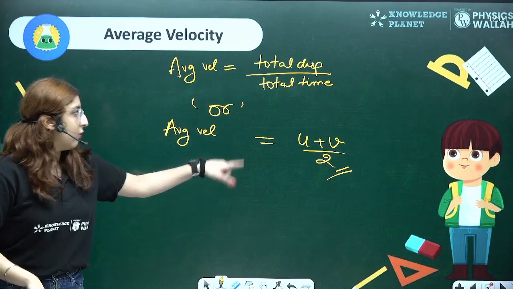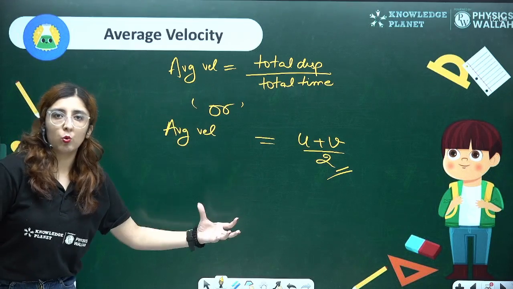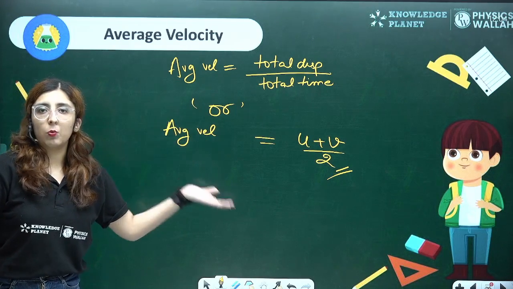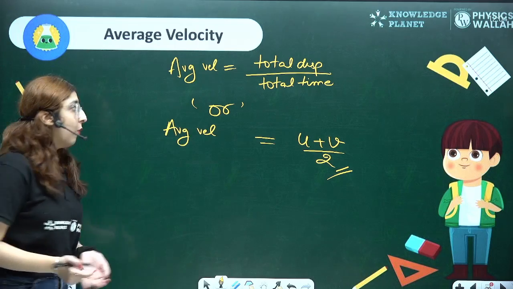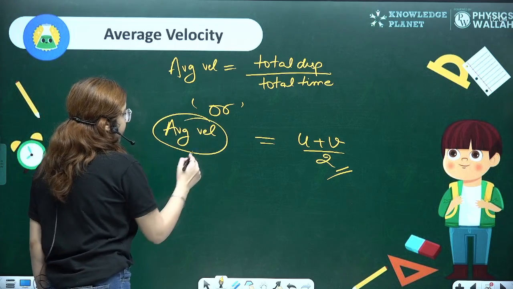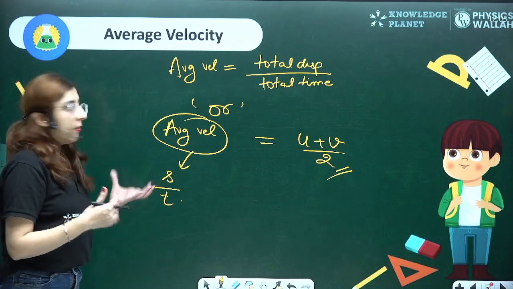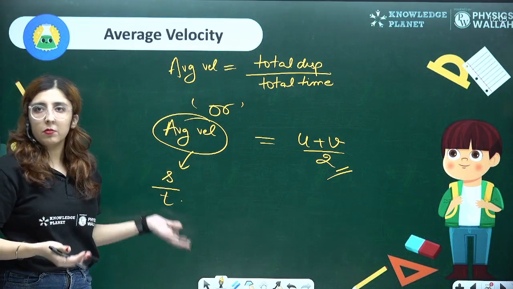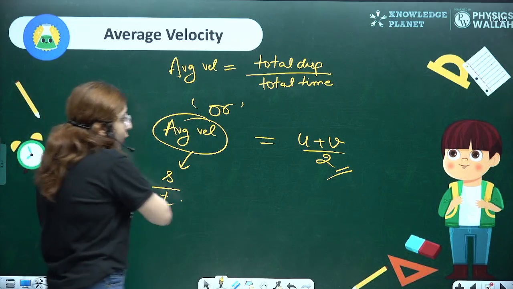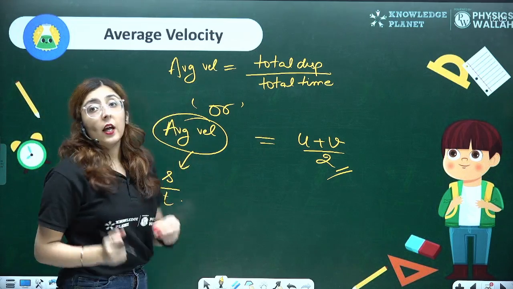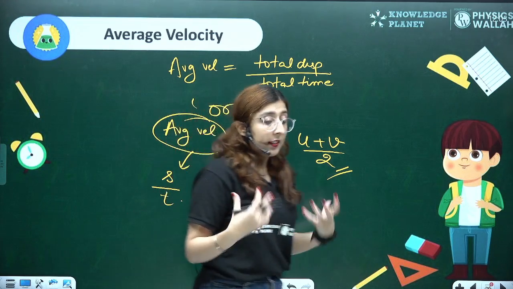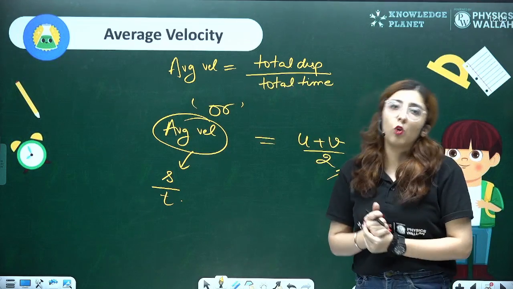Initial velocity plus final velocity by 2. That is the other formula that we use. Why are we talking about this over here? When we talk about average velocity, it is displacement by time. Of course, you can say total displacement by total time. We are going to be using this scenario in the numericals also, when there will be some cases that you have to talk about.